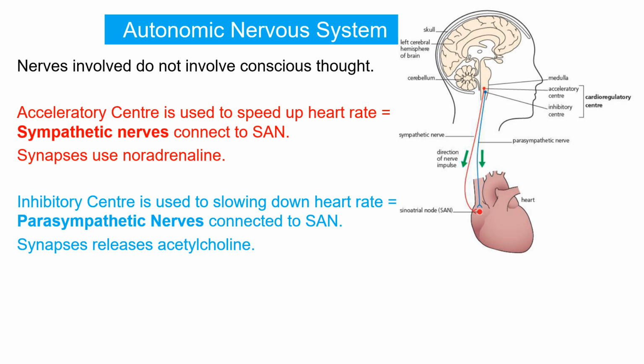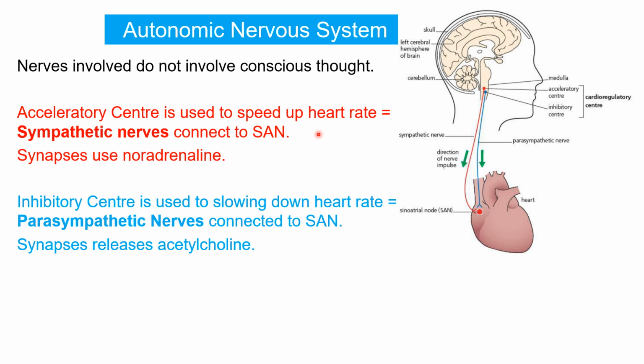So your heart, as well as being myogenic, is moderated and modified by the autonomic nervous system. This is via something called the cardio-regulatory center in the brain, and this is found in the medulla oblongata of the brain, which is sort of here. Effectively, there are two centers: the acceleratory center, which will speed up the heart rate, and that sends messages via the sympathetic nervous system to the sinoatrial node, which you should know is the pacemaker of the heart, and it uses noradrenaline as the neurotransmitter across the synapse.